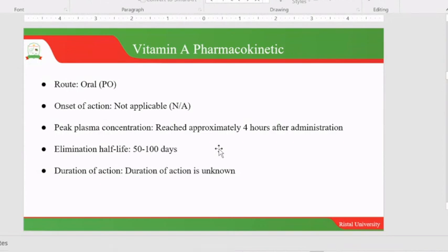Okay, so the route of delivery for vitamin A is usually oral, and its onset of action is not known. It is dependent on various individual factors, things to do with age, body size, etc. That's why we say it needs to be carefully monitored if it is being given to children. Its half-life, the amount of time it takes to break it down and eliminate it from the body, is around 50 to 100 days.